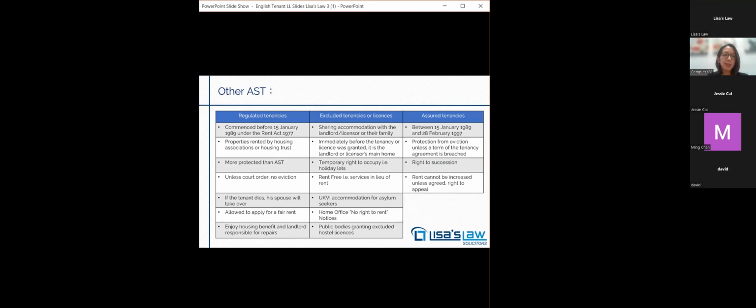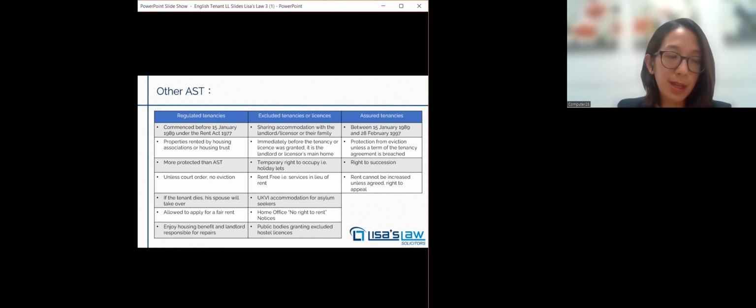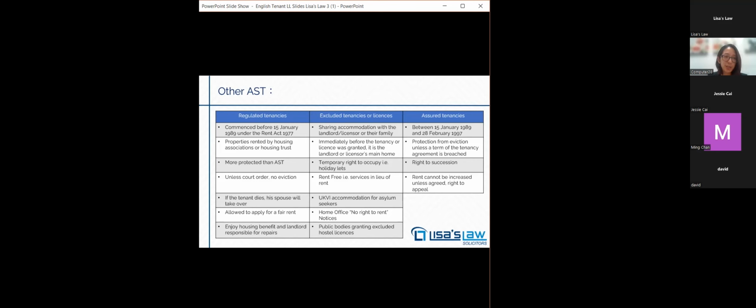Sorry, the title is not correct. It's not other AST, but what are the other types of rental agreement that you have outside of what I just mentioned. So regulated tenancy, you don't see this that often anymore, but they commenced before 15th of January 1989 under the Rent Act 1977. Such properties are usually rented by the housing association or housing trust. That's why I say you don't come across it so often. These sorts of tenancy agreements are way more protected compared to the common AST.